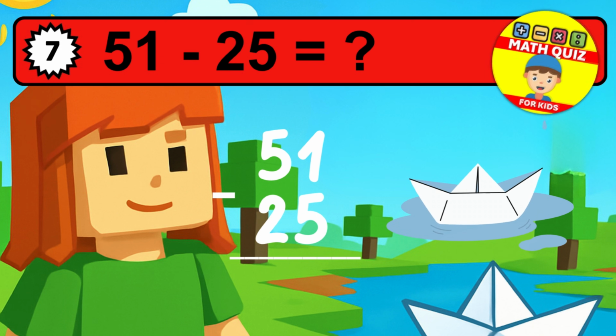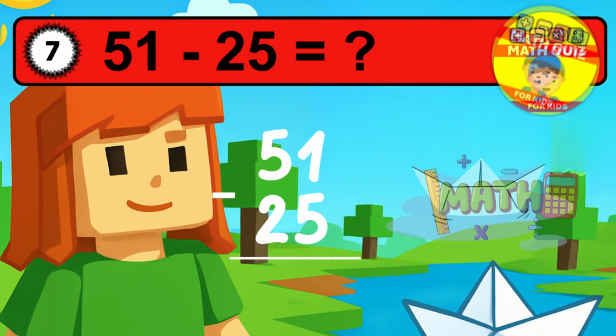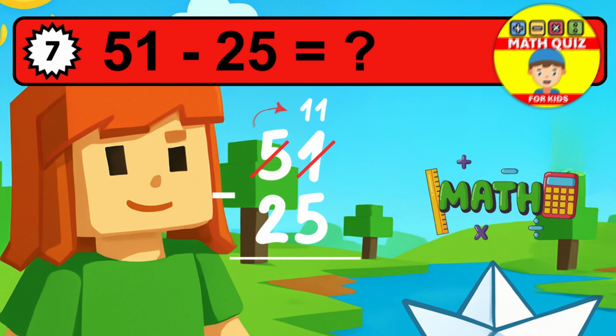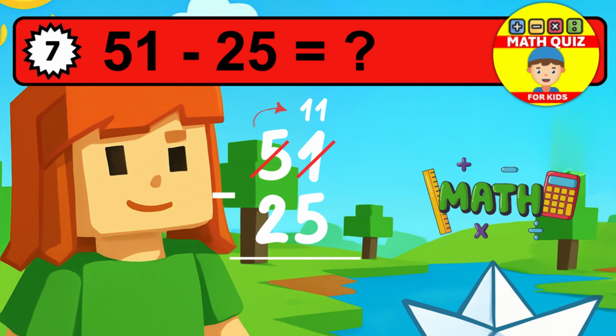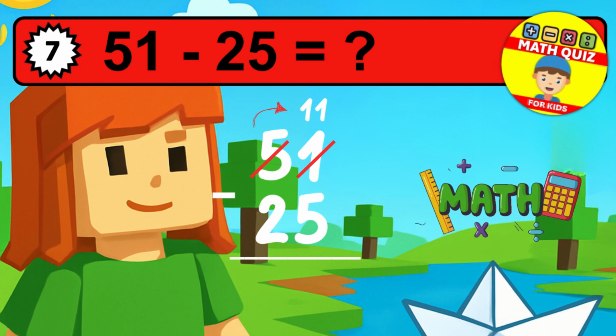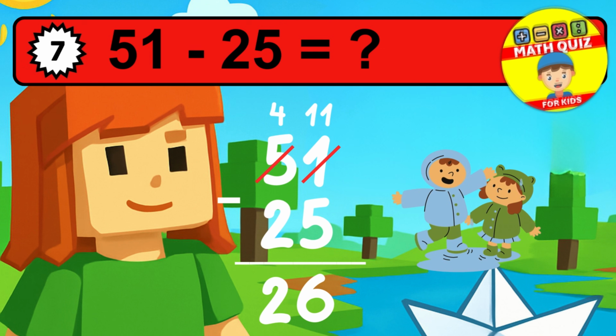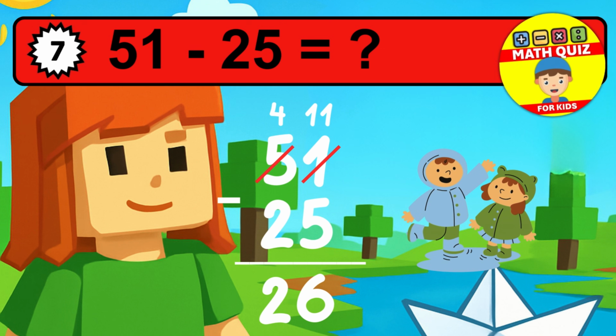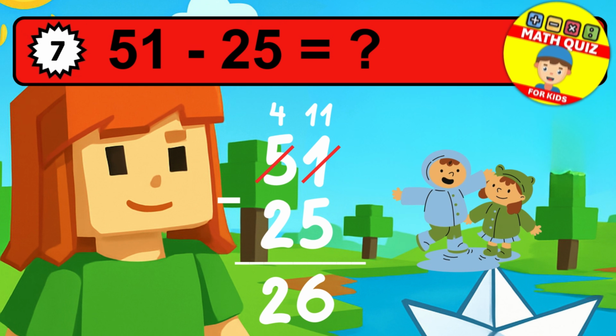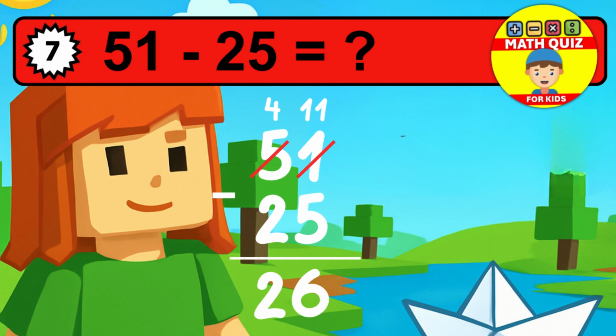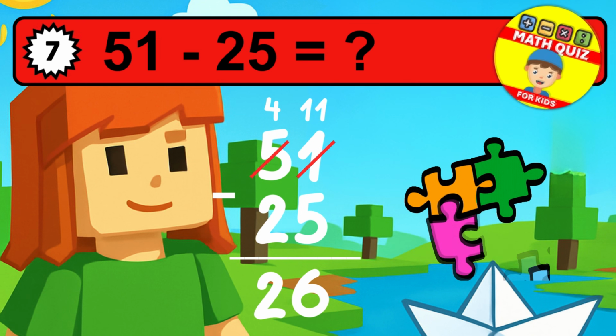Let's solve this step by step. We start with the units. 1 minus 5 is not possible, so we need to regroup. We take 1 ten from the tens column. Now we have 4 tens, and the units become 11. Now we subtract. 11 minus 5 is 6. Then we go to the tens. 4 minus 2 is 2. The final answer is 26.